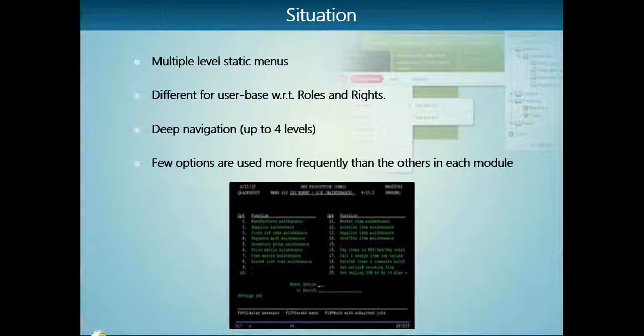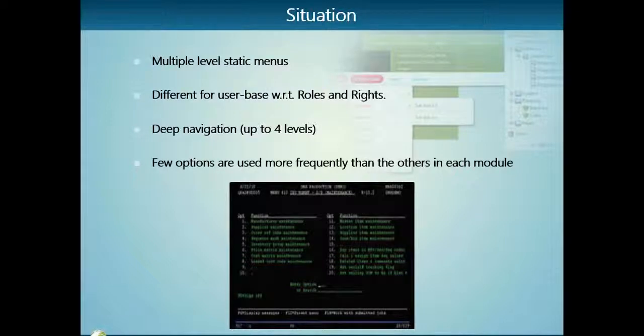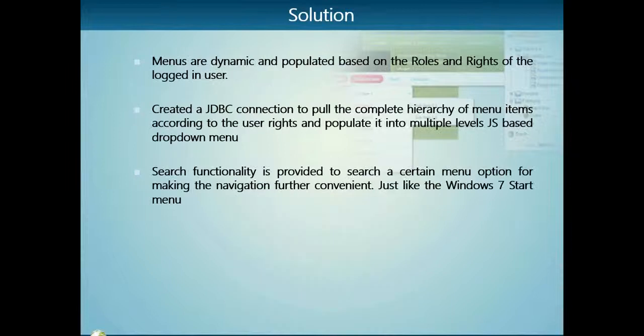The solution we came up with: the menus are dynamic and populated based on the roles and rights of the logged in users. So we created a JDBC connection to pull the complete hierarchy of menu items according to the user's roles and rights and populated it into multiple levels with a JavaScript based drop down menu. Along with that, search functionality is provided to search a certain menu option for making the navigation further convenient, just like in the Windows 7 start menu.